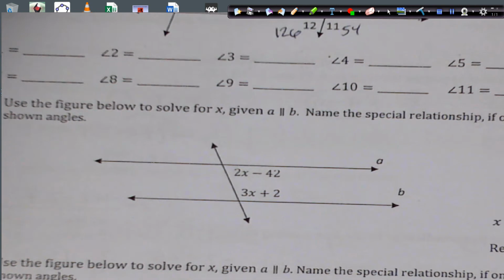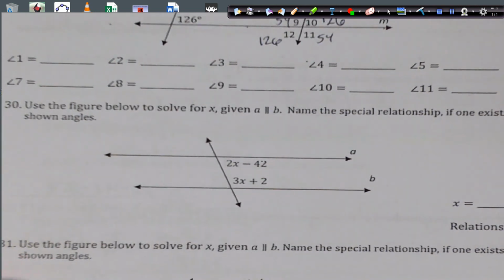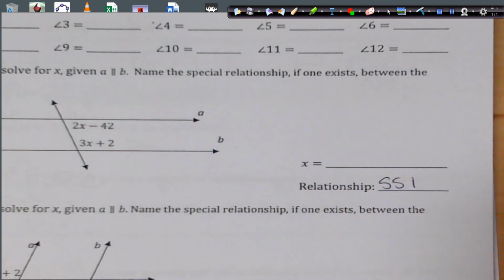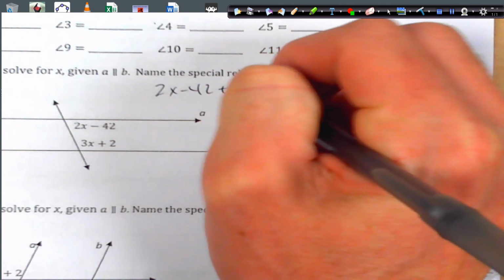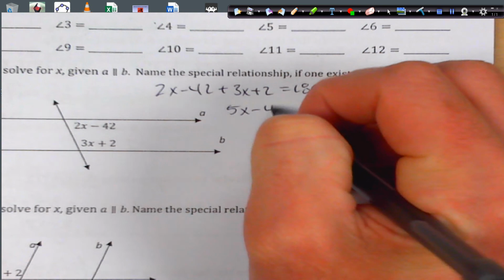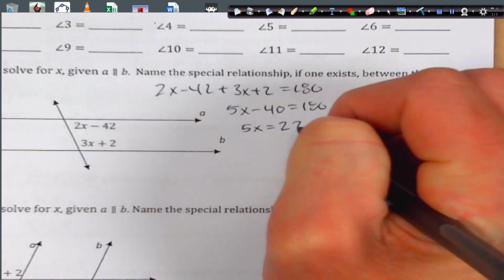Okay. Number 30, zoom out just a little bit. Solve for x, given A and B are parallel. Okay, so these two, the relationship is same side interior angles. So they're going to add to 180. So 2x minus 42 plus 3x plus 2 equals 180. So it's going to be 5x minus 40 equals 180. 5x equals 220.